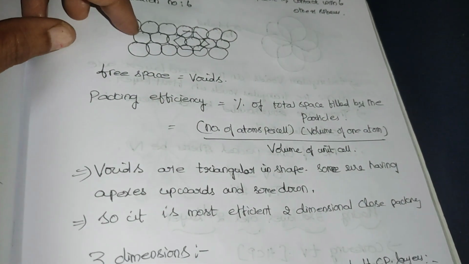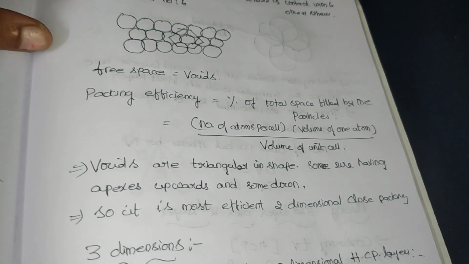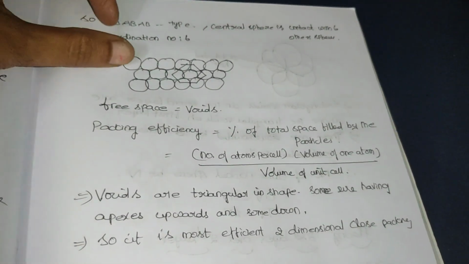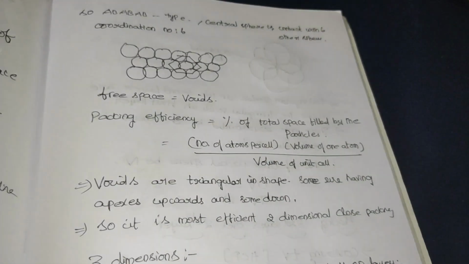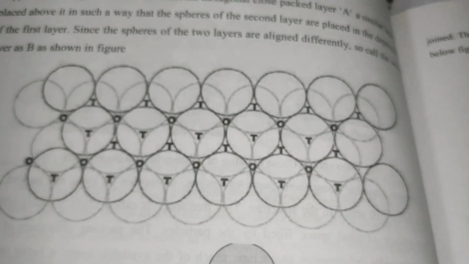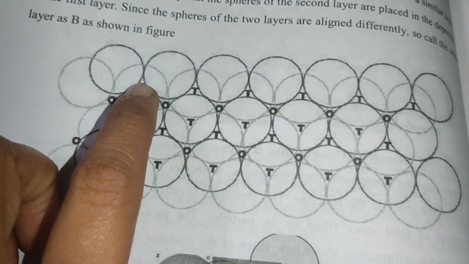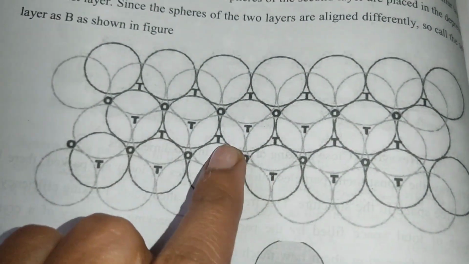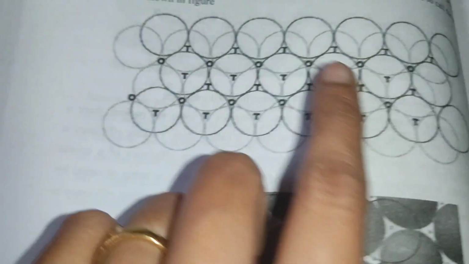And we can see the voids. What are voids? Free spaces. They are triangular in shape. We can see here they are triangular in shape.